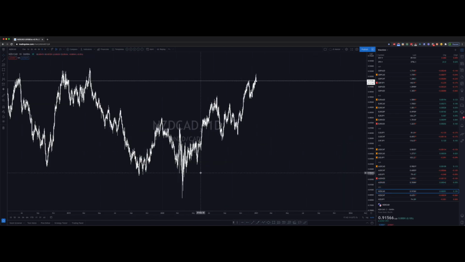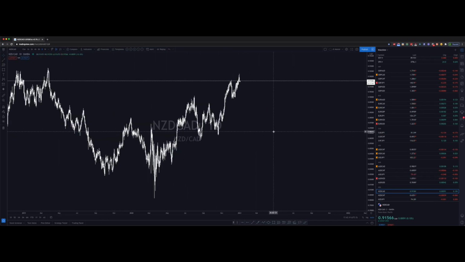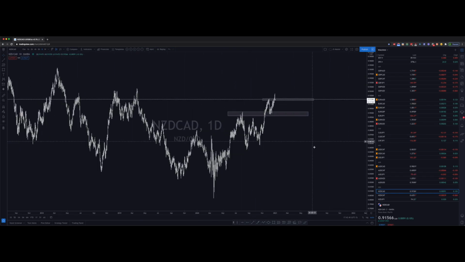NZDCAD, uptrend, but no major levels clearly broken. This major level was broken in the past here, right? We had a nice clear breakthrough, came back down, tested it, and pushed higher. So if I'm looking for a trade, it'll be something similar. I want to see price probably continue to go higher, come back down, test it, and then look for further long positions.